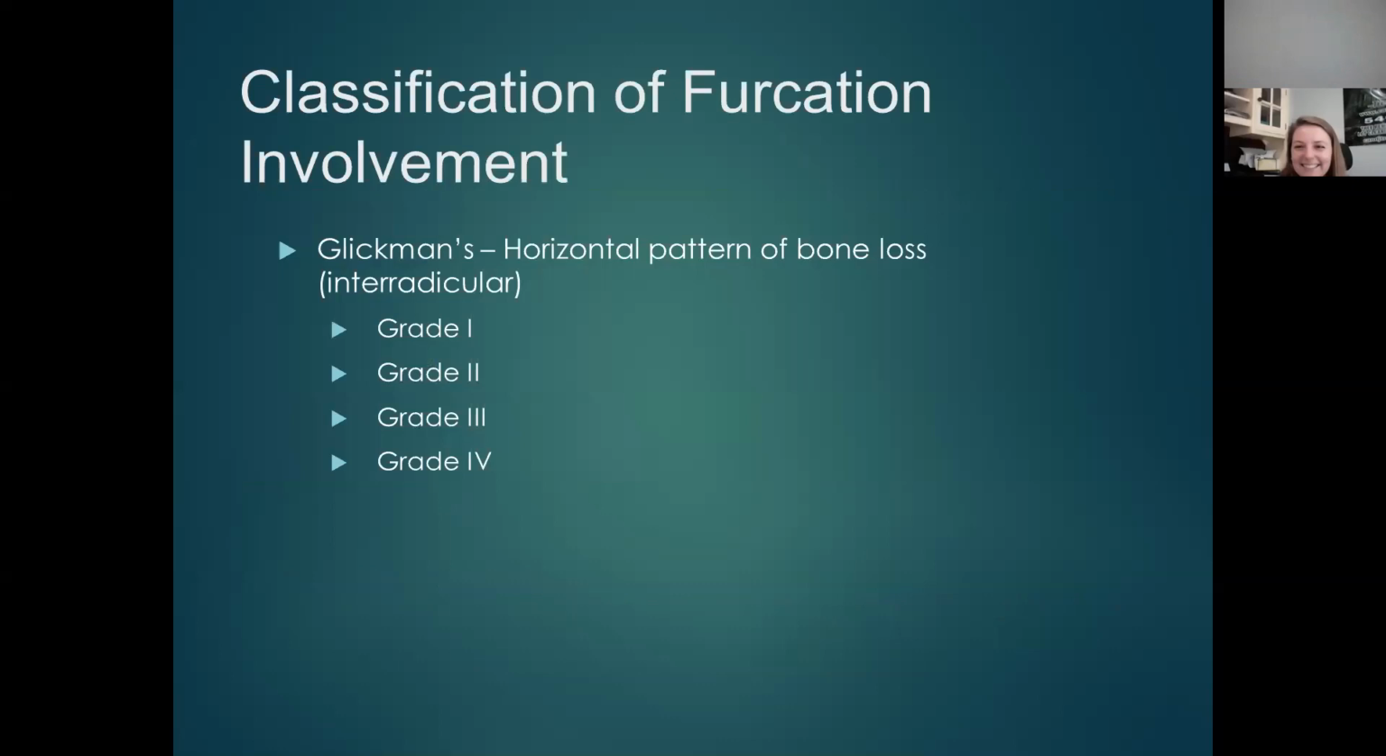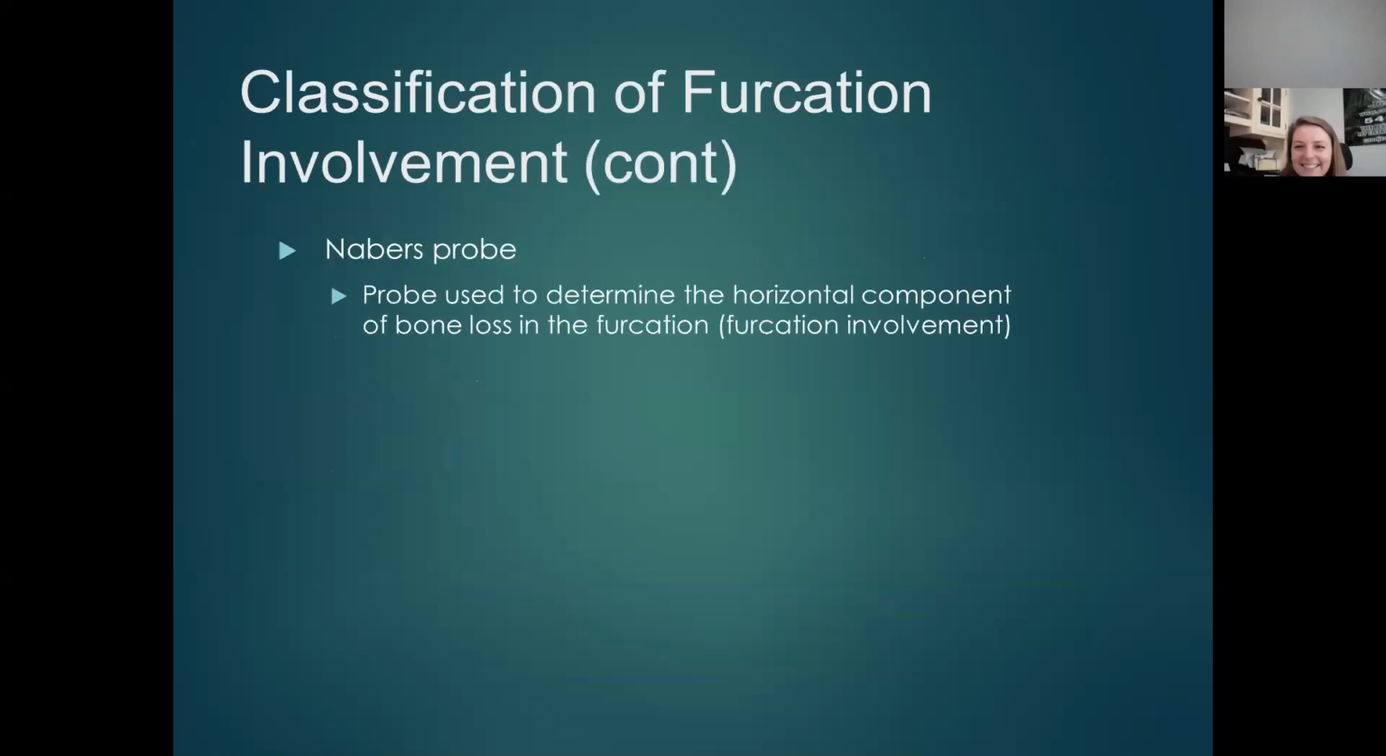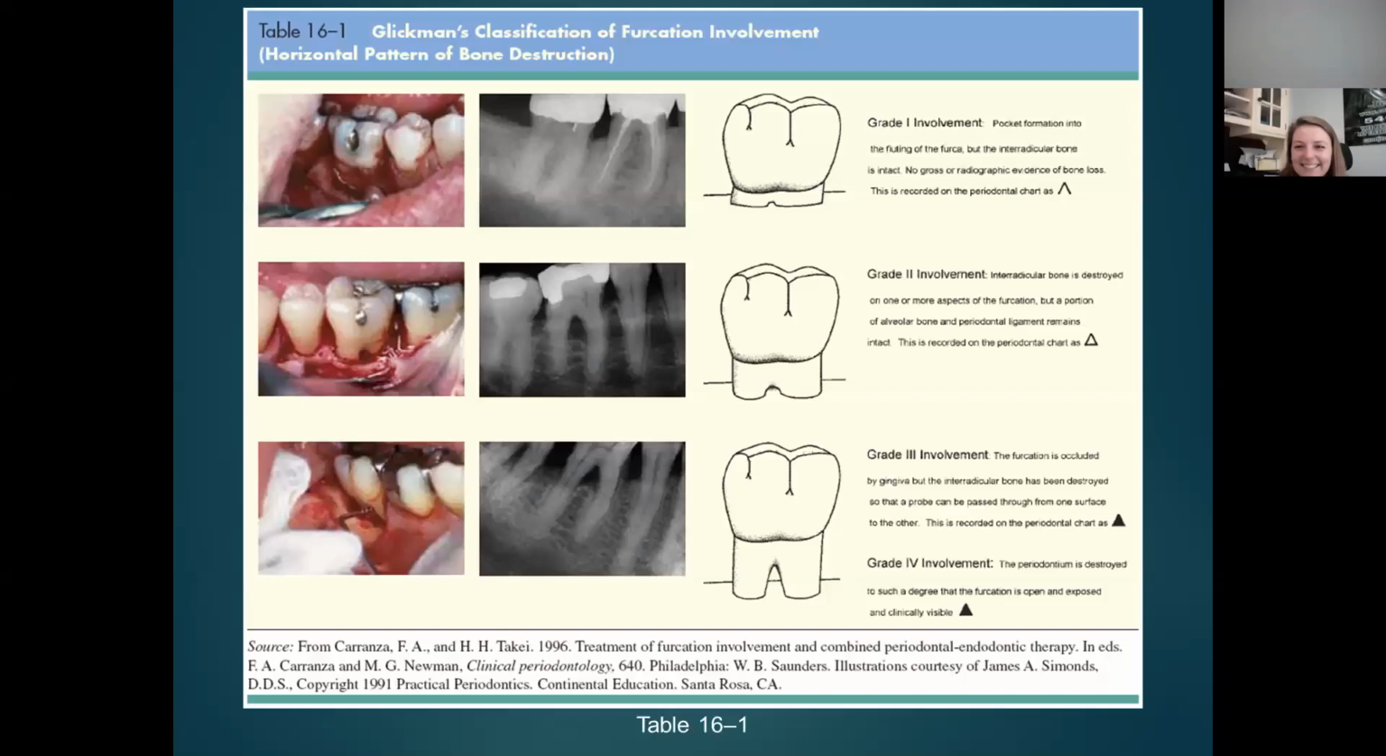We use Glickman's. So it's Miller's for mobility, Glickman for furcation grade. Now remember, Miller's was a class, 1, 2, and 3. Glickman is a grade, 1, 2, 3, and 4. We use a Nabers probe for grades 1, 2, 3, and 4.